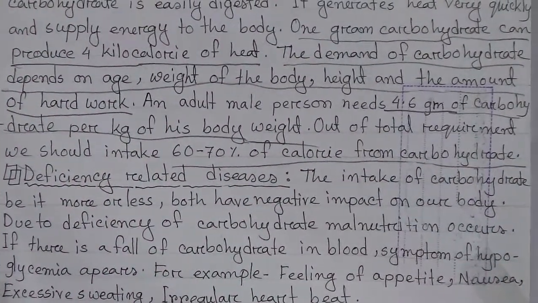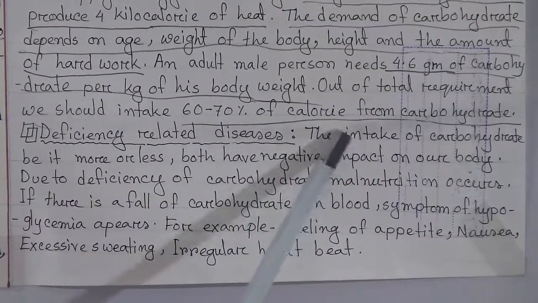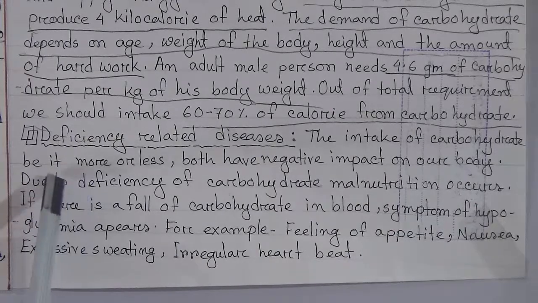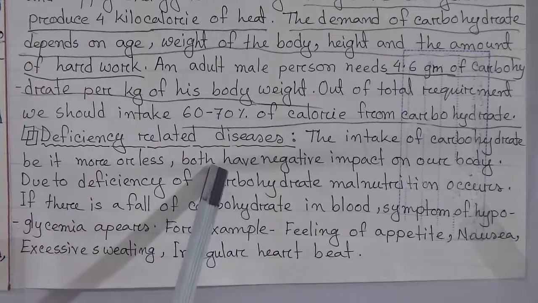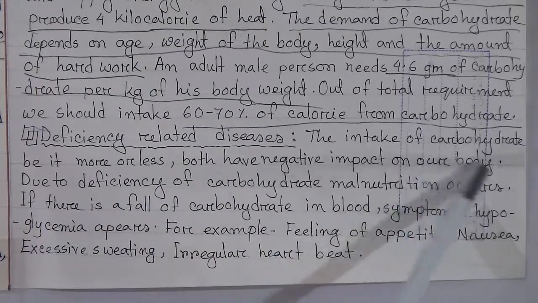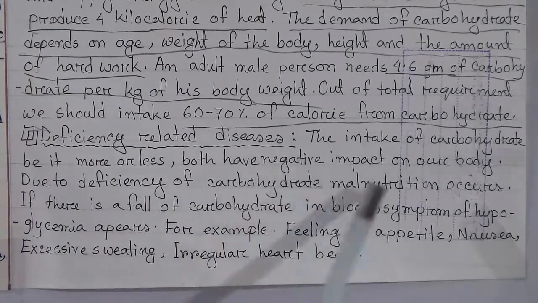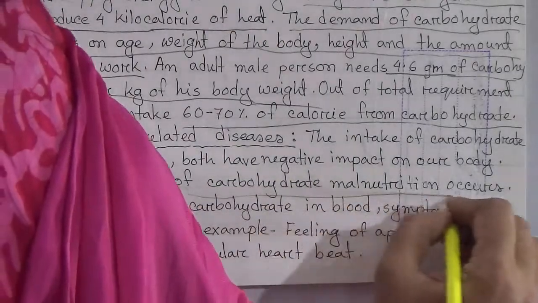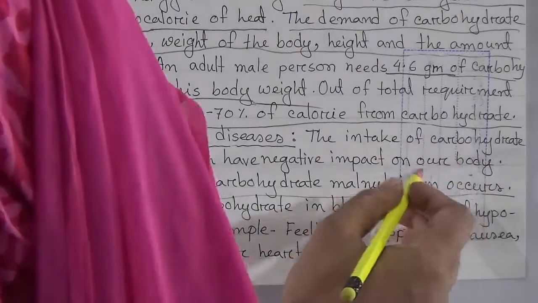Now, dear students, come to the deficiency related diseases. Eating carbohydrate more or less, both have a negative impact on our body. Due to the deficiency of carbohydrate, malnutrition occurs. The disease name will be malnutrition.